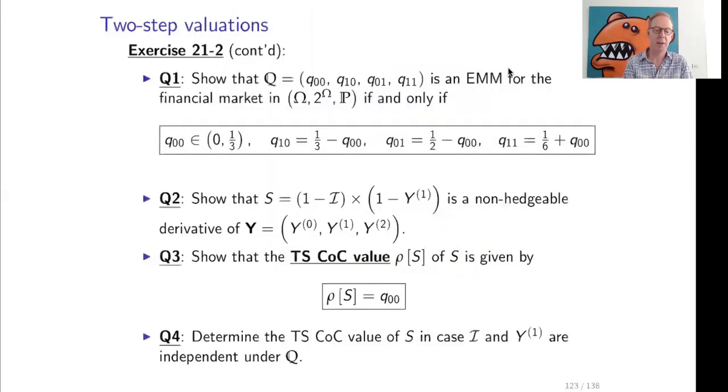With this, we have indeed proven that there is an infinite number of equivalent martingale measures possible, so the market is incomplete in omega 2 to the power omega p.